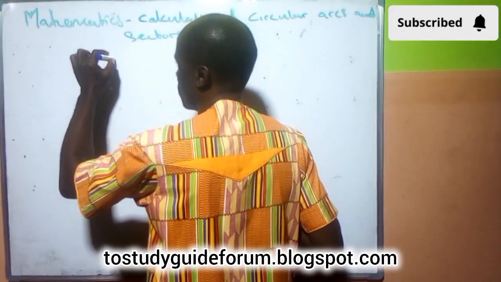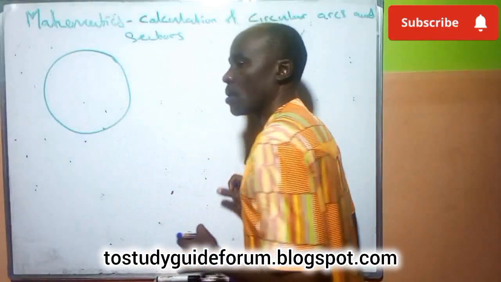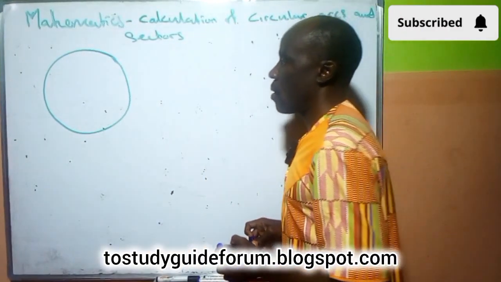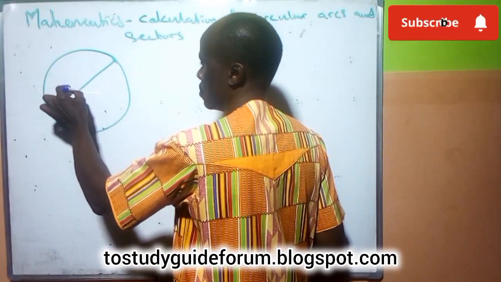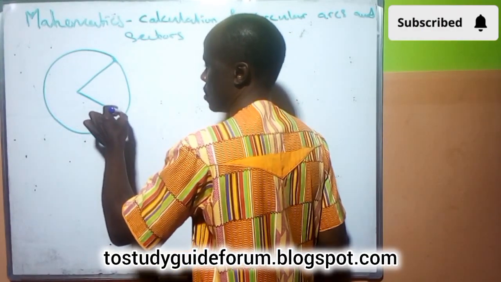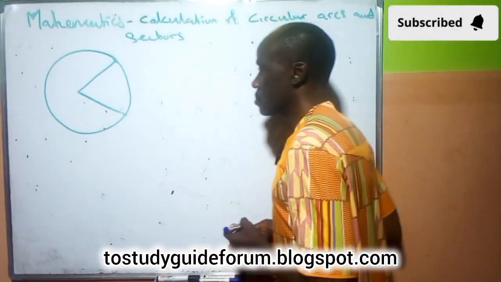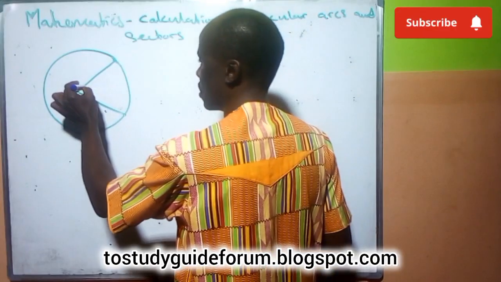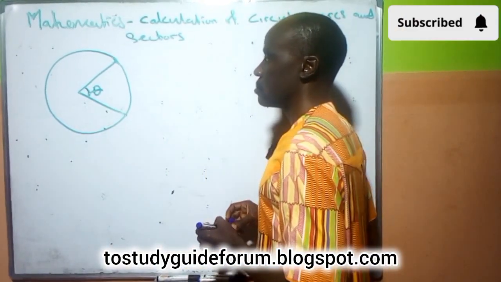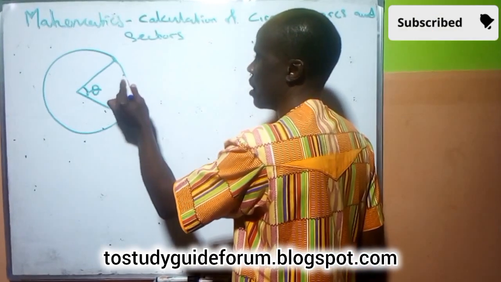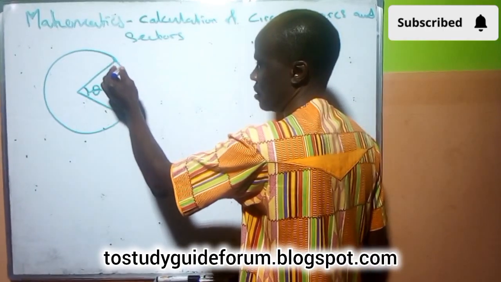A circle. The circle, let's say we have a radius, and then with the radius we form a sector. So we have an angle here, theta. So this is the area we call the arc. This is the arc. This length is the arc.